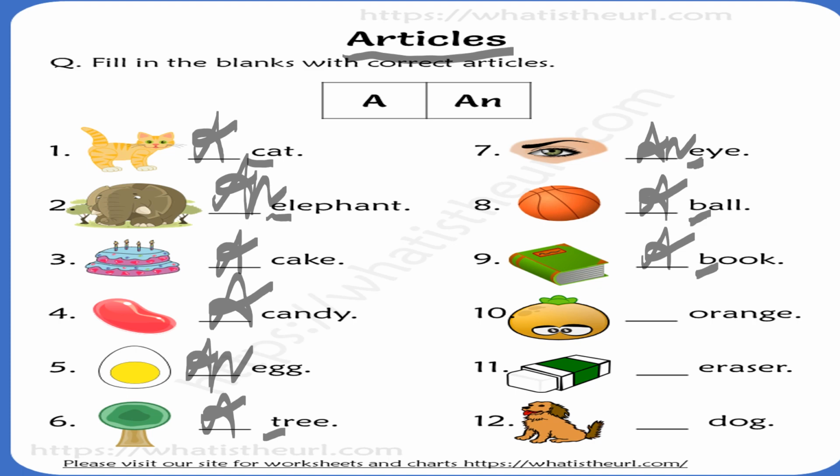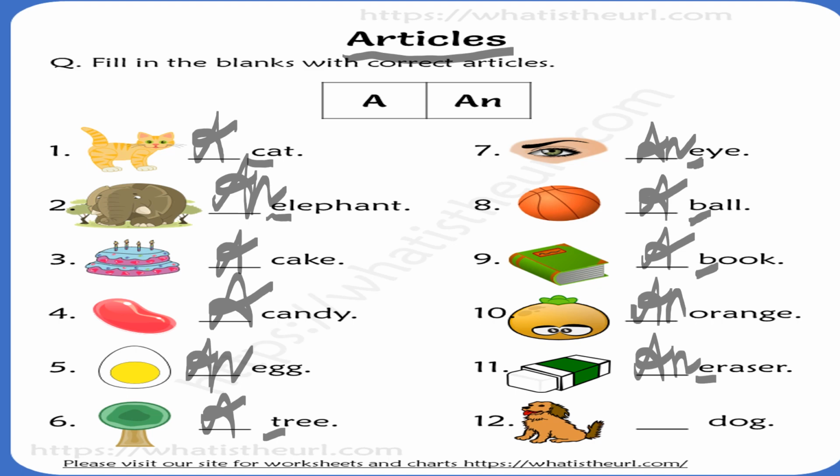Next is orange. So O is a vowel. So what are we supposed to write here? An orange. Why an? First of all, O is a vowel, and second thing is here we are talking about a single orange, one orange, right? Next is eraser. What is the initial sound of this word? A. Eraser, right? So A is a vowel. So that's why we will write an. Why an? Because here we are talking about one eraser.